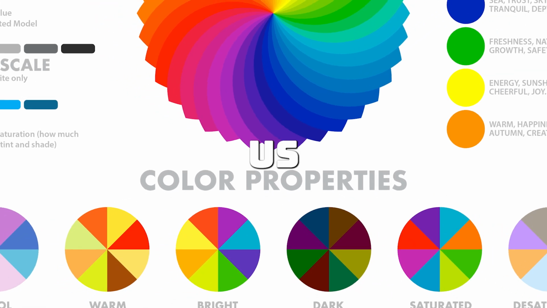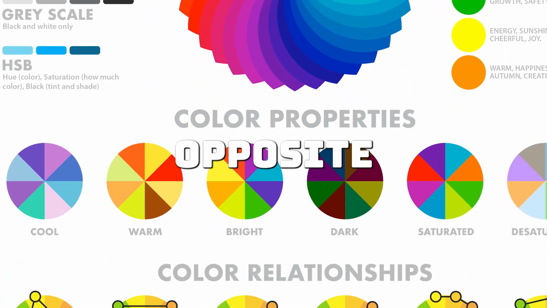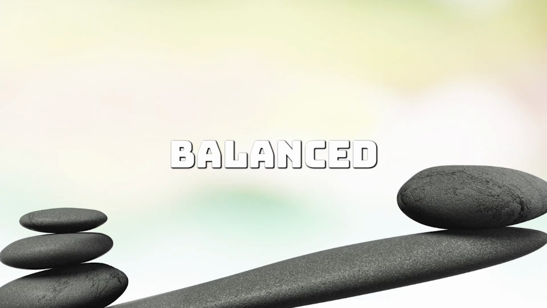The color wheel helps us understand primary, secondary, and complementary colors. Complementary colors opposite on the wheel create contrast, while analogous colors next to each other offer harmony. These combinations make for balanced designs.